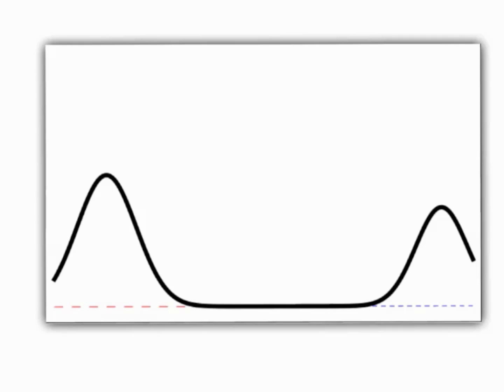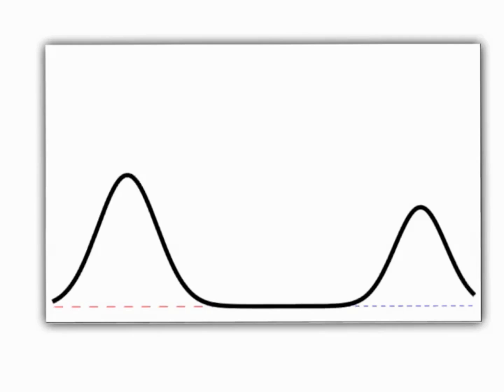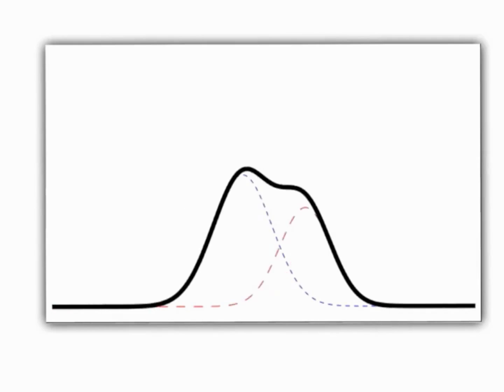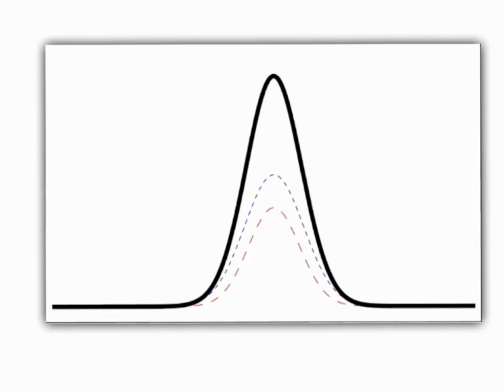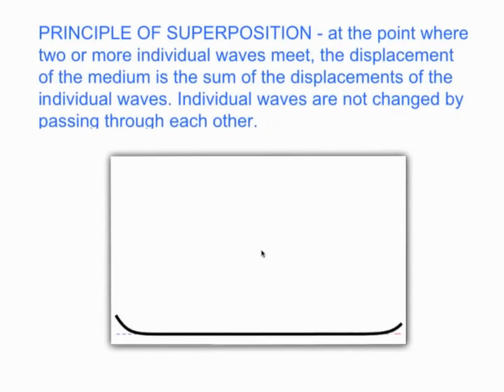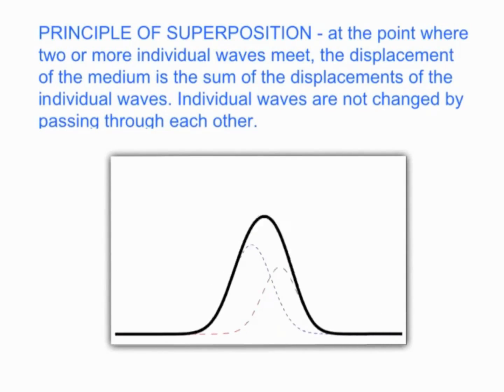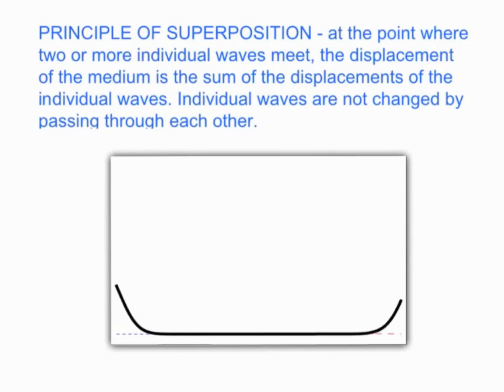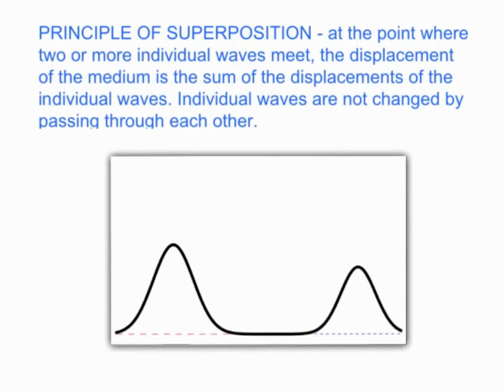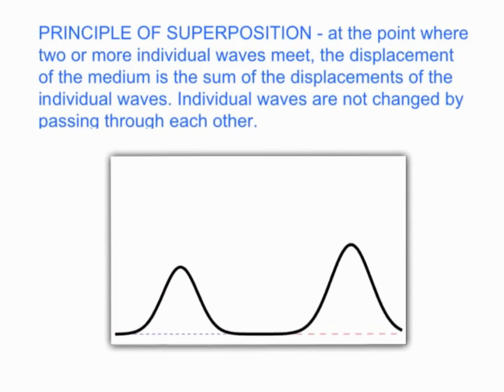And that interaction is called interference, as we're going to learn. Okay, so they're going through each other now, pass right through each other, build up right at that central moment. They build up and reinforce each other. And so basically what you have is the combined wave, the amplitude is a sum of the amplitudes of the two smaller waves. The principle of superposition: at the point where two or more individual waves meet, the displacement of the medium is the sum of the displacements of the individual waves. Individual waves are not changed by passing through each other.